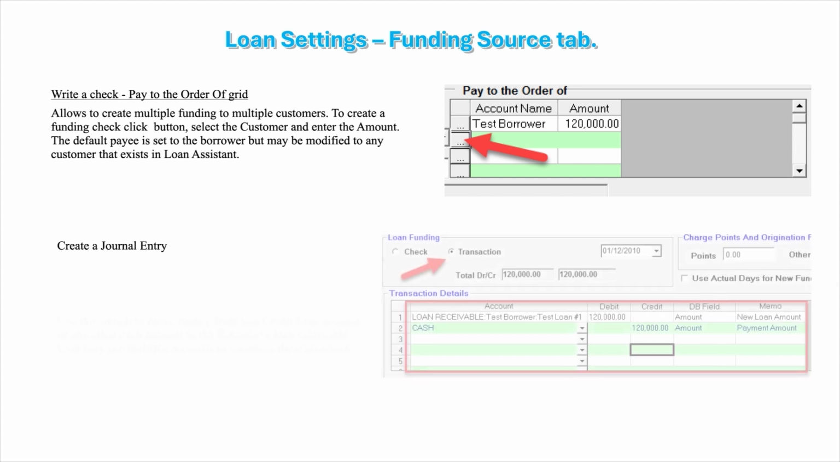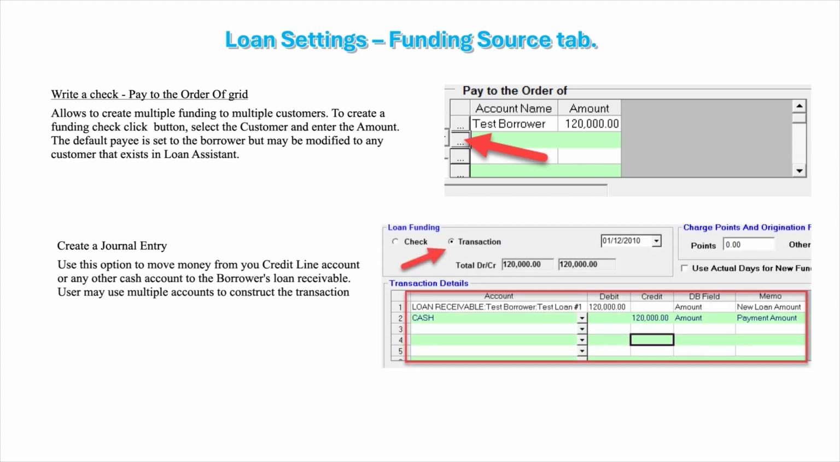Create a journal entry. Use this option to move money from your credit line account or any other cash account to the borrower's loan receivable. The user may use multiple accounts to construct the transaction.